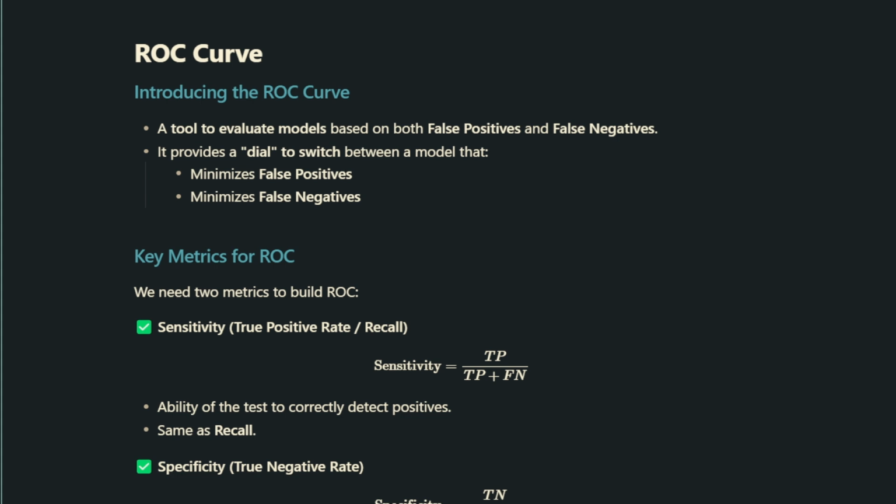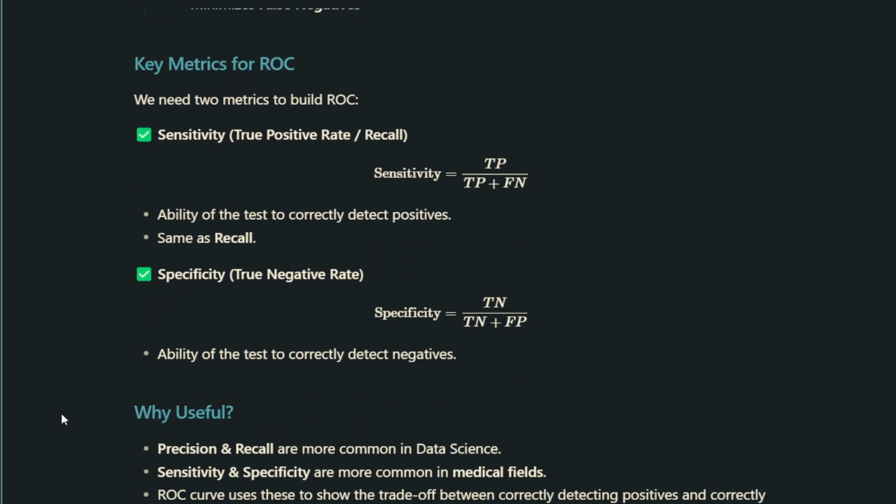But to build this curve, we need two important metrics: sensitivity, also called the true positive rate or recall. It is defined as TP upon TP plus FN. This simply tells us how good the model is at correctly identifying the positive cases. In other words, if something is truly positive, how often does our model catch it?